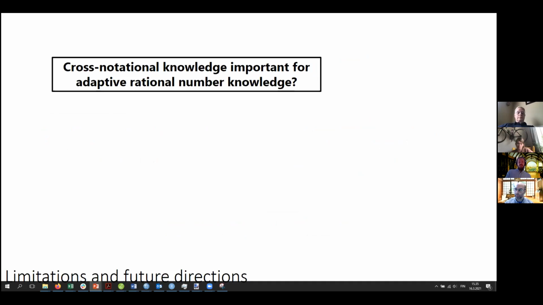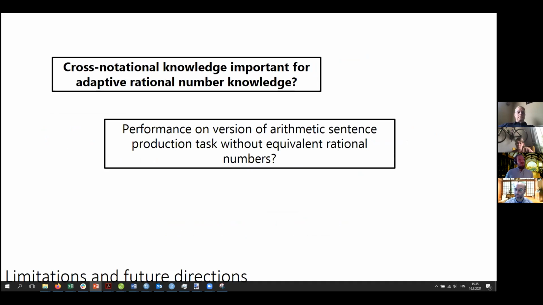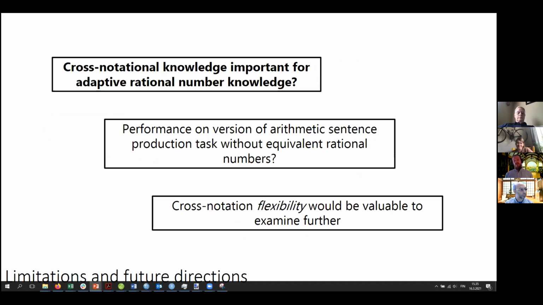So I think that this question of how it's important should still have a question mark behind it. I'd want to explore this further, looking, for instance, at a version of this task that doesn't have equivalent rational numbers. And I think that looking specifically at some idea of cross-notation flexibility, both David's presentation and this one suggest that we should explore this a little bit more: how students can move between these different notations in flexible and adaptive ways is probably going to be the most beneficial for future learning.